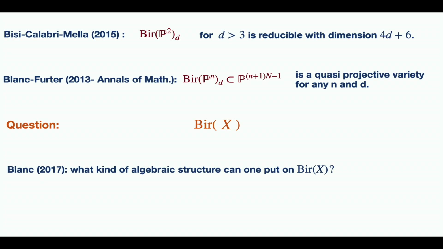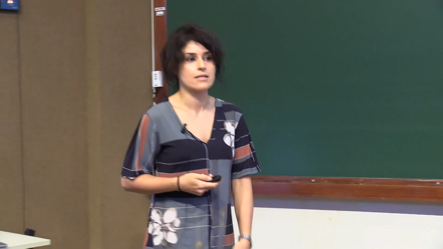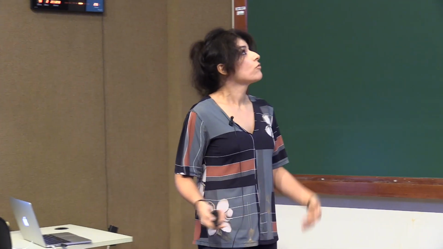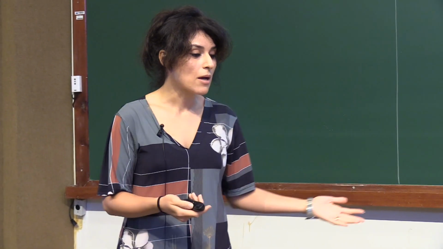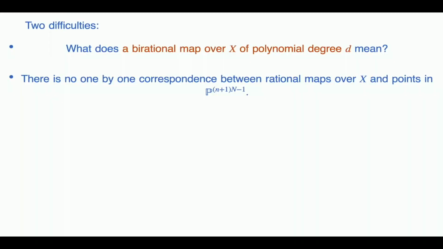But even in the beginning, we got stuck because we didn't even have a definition. There were two difficulties even in starting this work. The first problem is: what does a birational map over X of polynomial degree d mean? The polynomial degree d is not well defined in this case. The other one is that there is no one-to-one correspondence between the rational maps defined over a variety and points in this projective space.